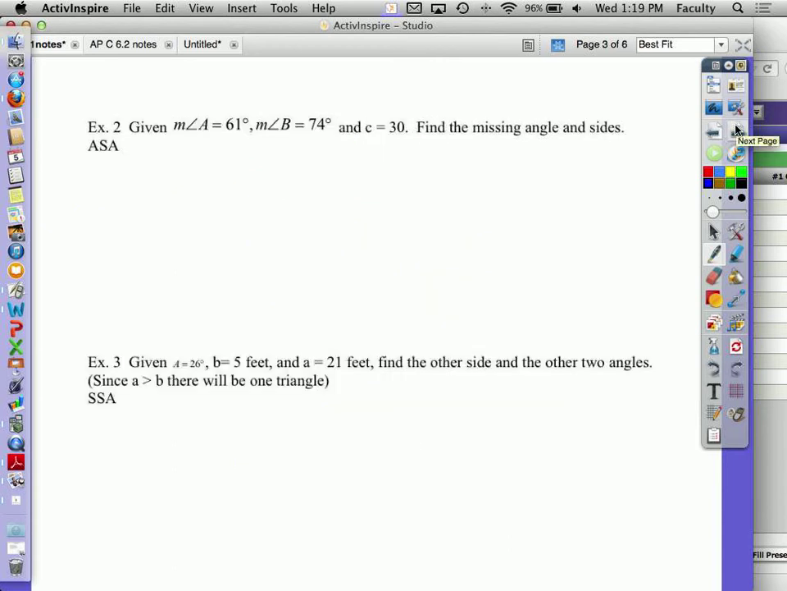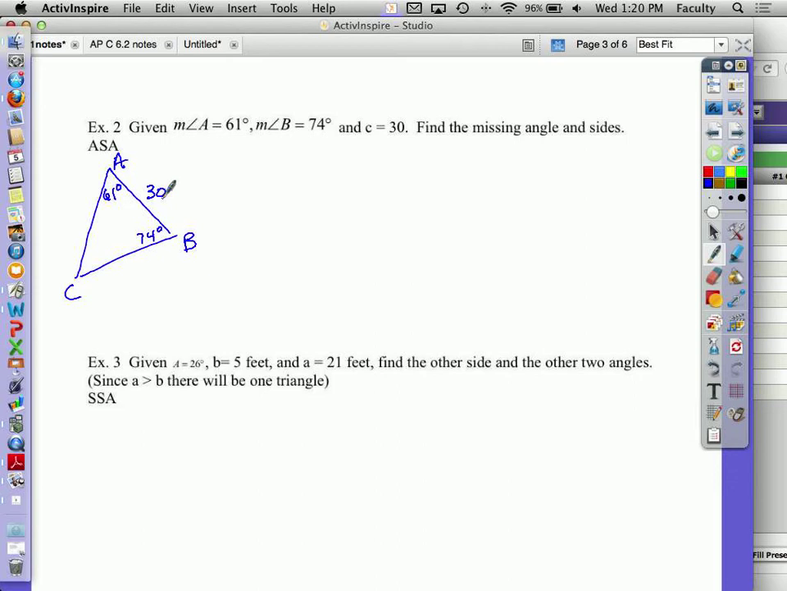Draw a picture in example 2, and here's what I do. Probably not the best. I just draw a random triangle, and I'm not worried about are they obtuse or acute angles. Your figure's just to help you determine what do you have. If you'd like to be much more precise, you're welcome to it, but it's not required.